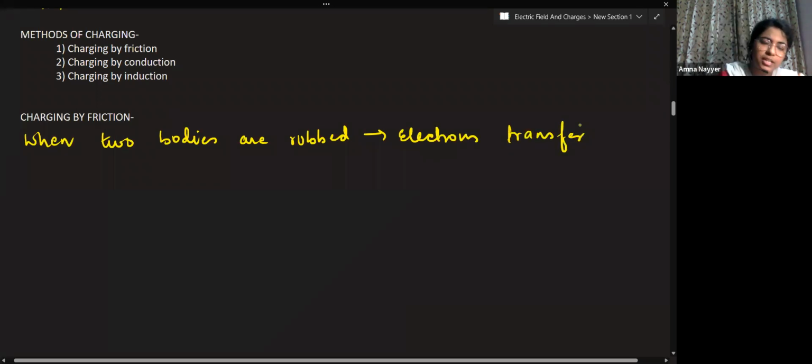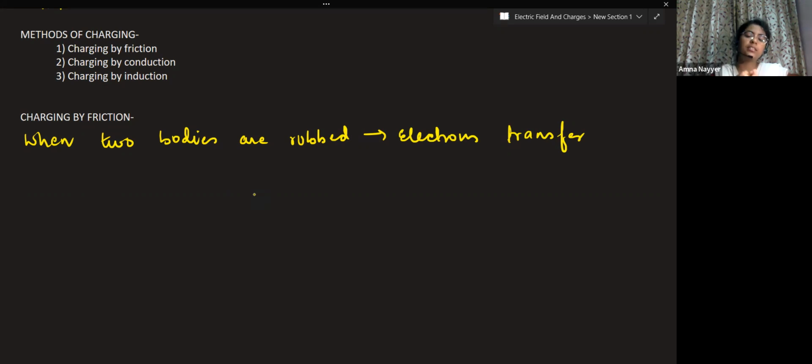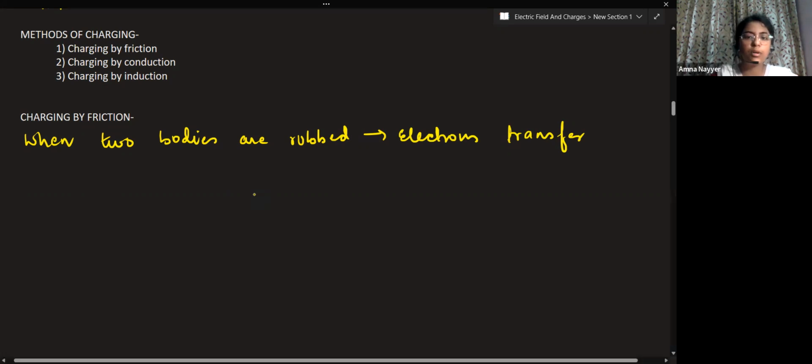So this friction phenomenon is the same that you have studied in previous classes. In 11th standard, you have seen various questions and numericals on friction. So the phenomenon is the same. It's just that this is one of the applications of friction: whenever two bodies are rubbed together, electron transfer also occurs from one body to the other.